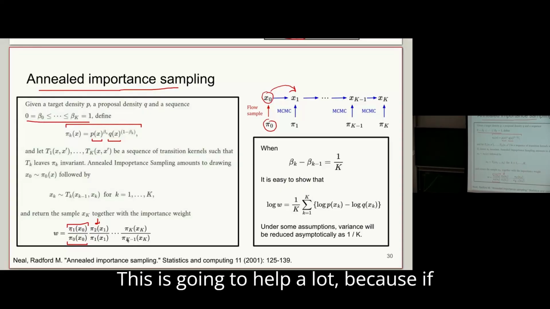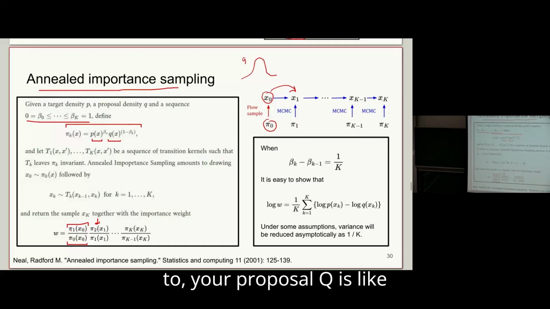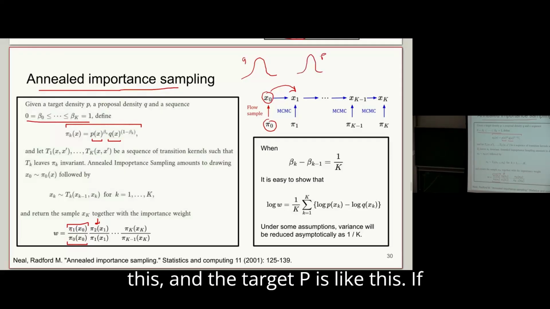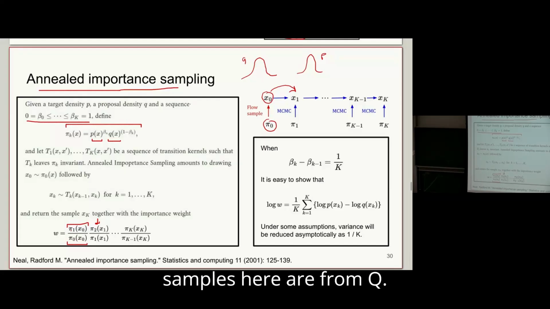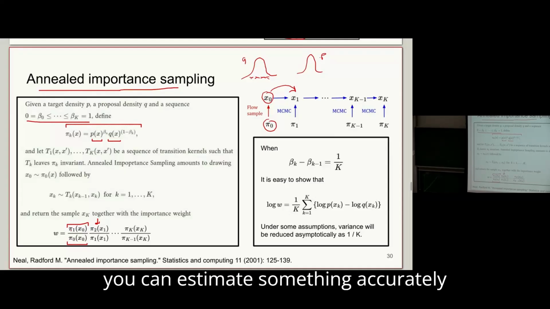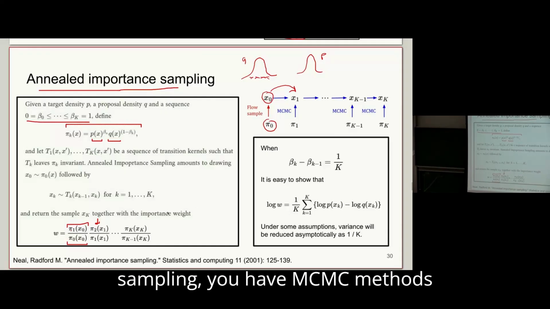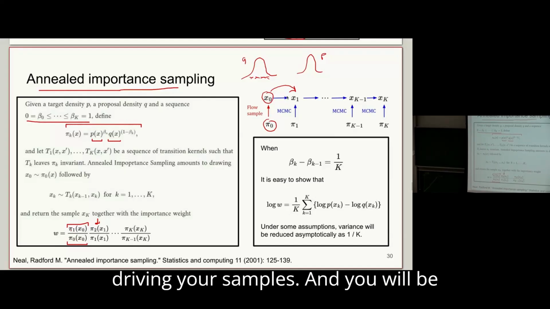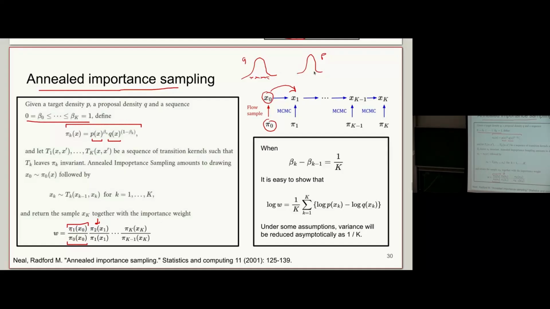This is going to help a lot. Imagine your proposal Q is like this, and the target P is like this. If you do importance sampling, you'll get garbage here, because all your samples from Q will be in this region, and there is no overlap with P. So there is no way you can estimate something accurately, because your samples don't really cover P. But here in annealed importance sampling, you have MCMC methods driving your samples, and you will be able to move your samples to make them have more overlap with P. Okay?